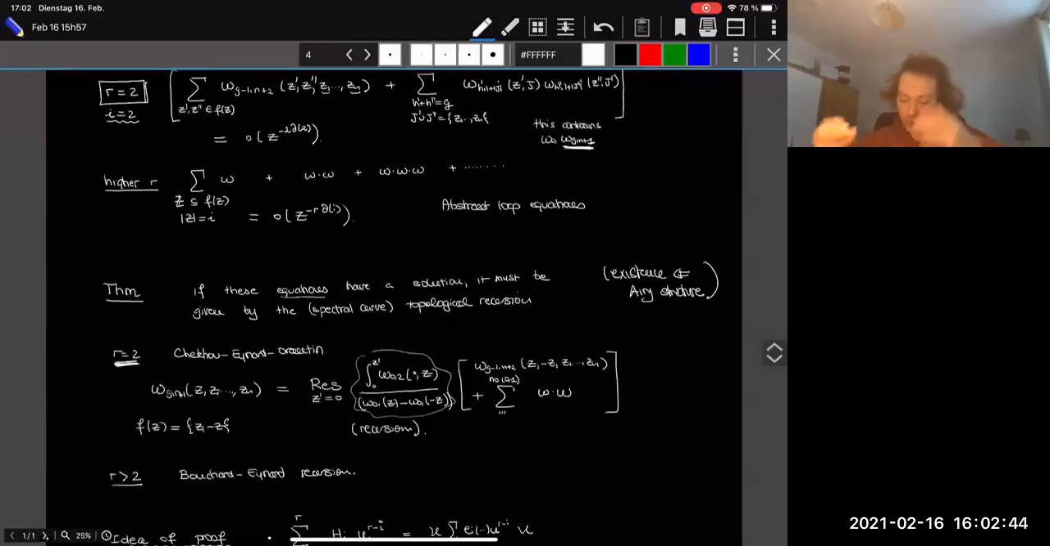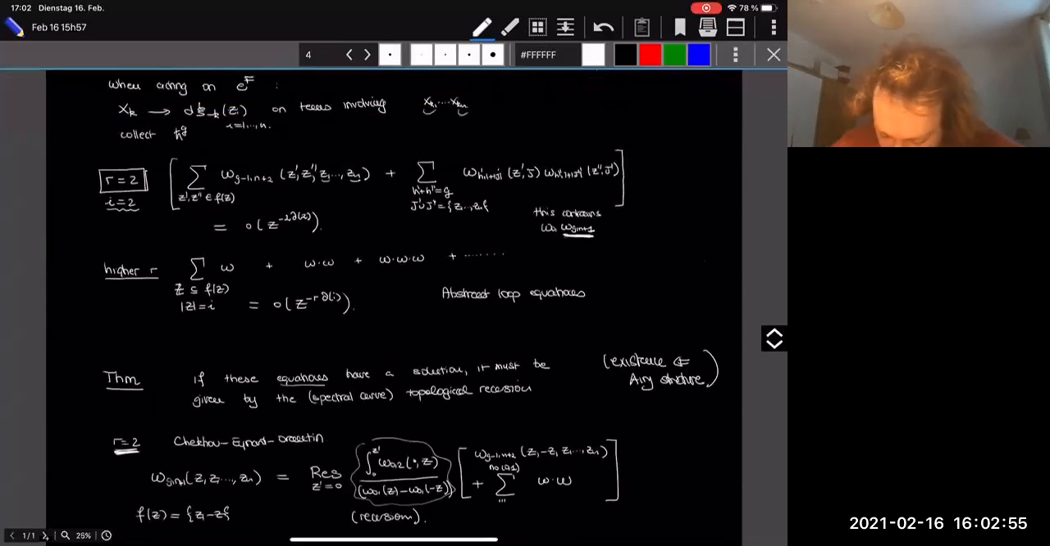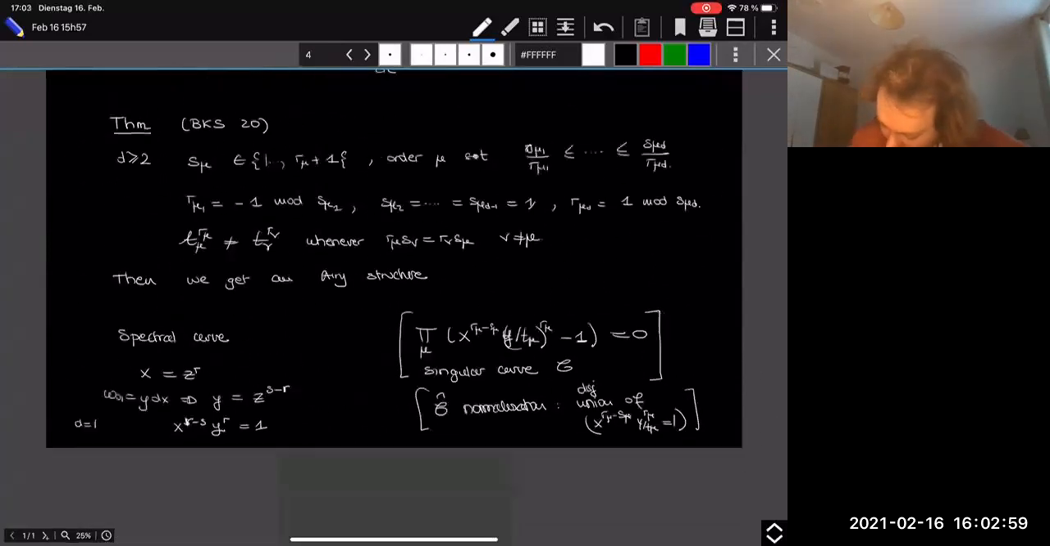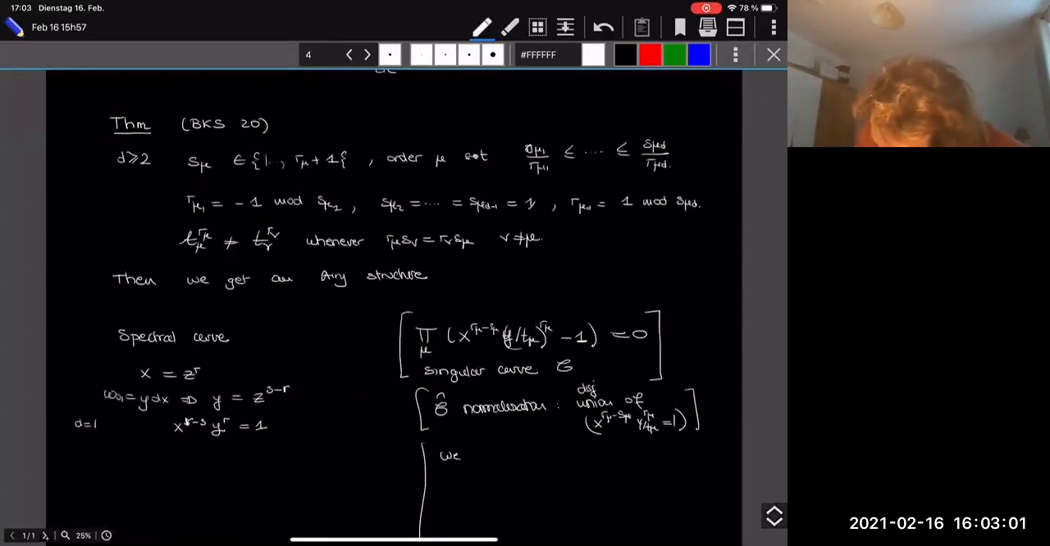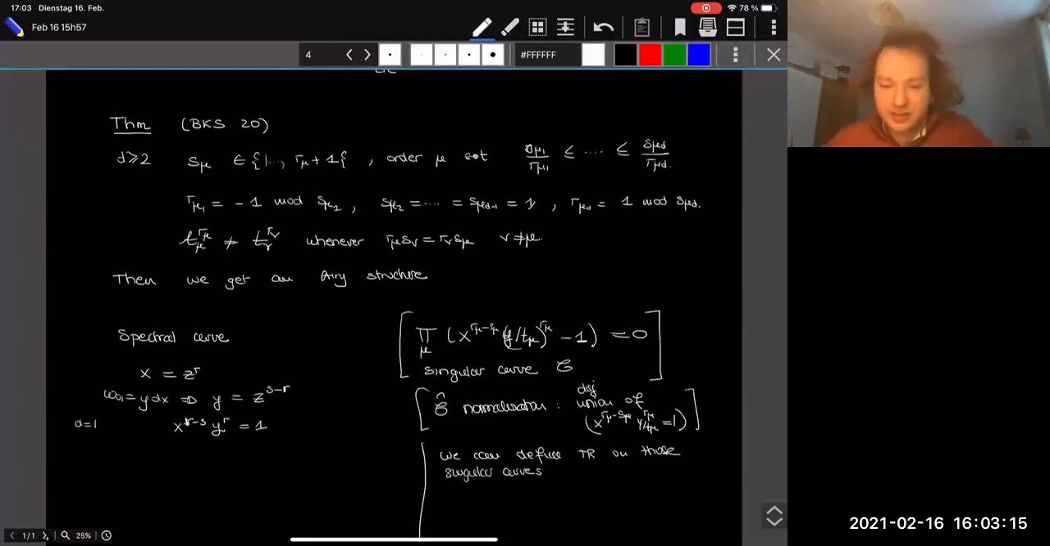So it could be that you want to solve such an equation, and for example, when you take something that doesn't come from an Airy structure, so F02 is not symmetric, then it means that these equations don't have a solution which is a symmetric form in n variables. So here it is the same. We can define TR on those singular curves and not on others. And so for me, it's a mystery.